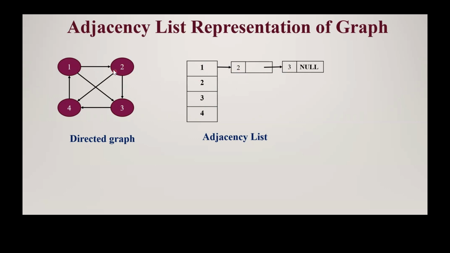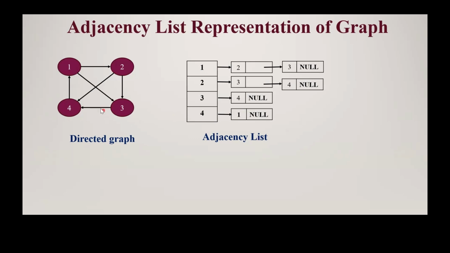Similarly, from the second node we can traverse to node 3 and node 4, but we cannot traverse to 1. So here we make a linked list storing 3 as well as 4. For 3, we can traverse only to 4. We cannot traverse to 1 or 2. So for 3, there is only one node, that is 4. For the fourth node, we can traverse from node 4 to the first node. We cannot traverse to 2 or 3. So here the linked list consists of only 1. This is the way we can represent the linked list.